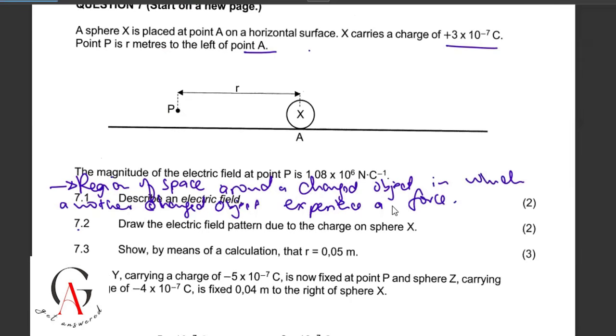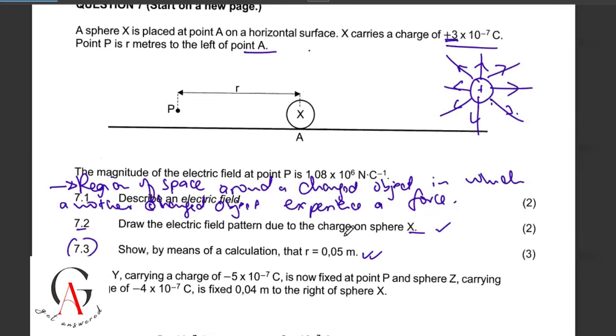All right, then 7.2, draw an electric field pattern due to charge X. So we know that X is positive, okay? Meaning that we're gonna have just field lines that are moving out of the sphere. So we have something like that. All right, so that is done. And then 7.3, show by means of calculation that the distance r is that.